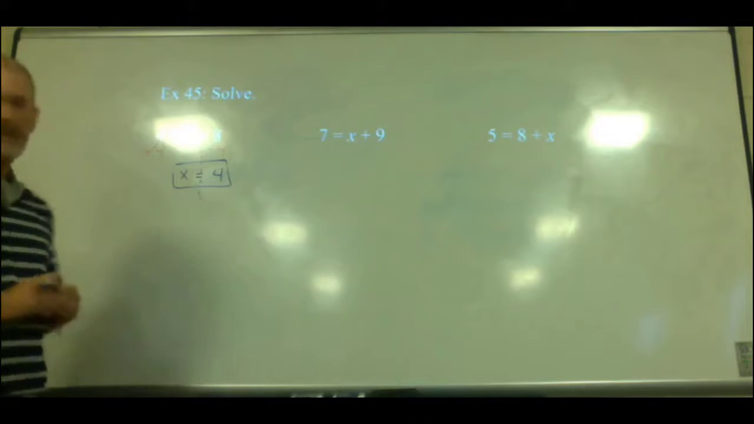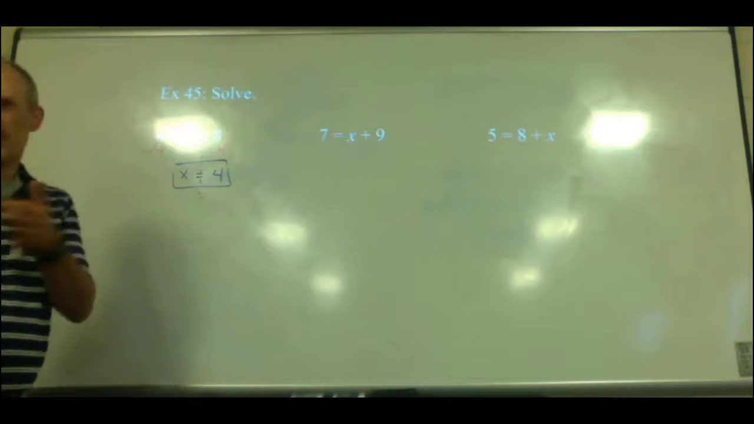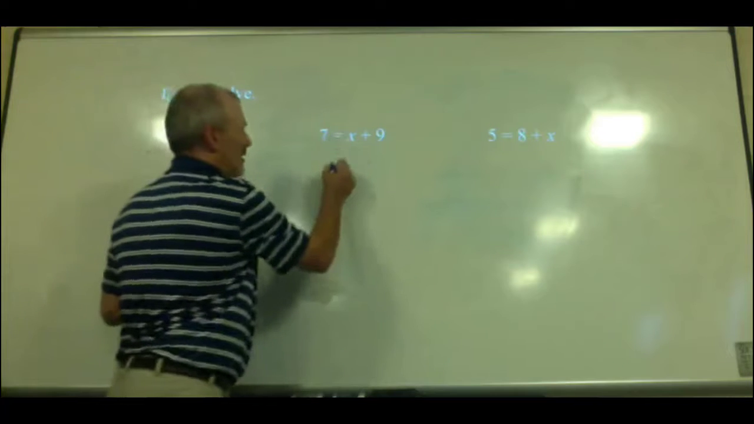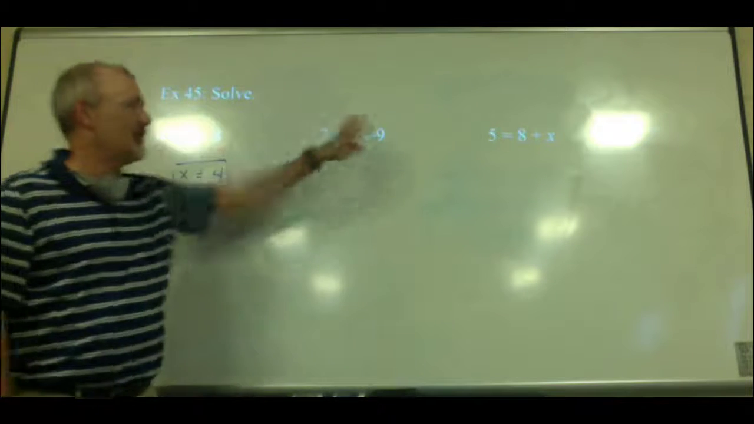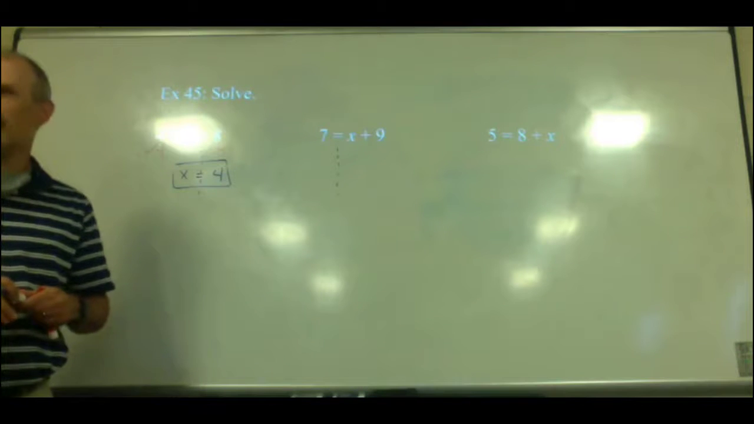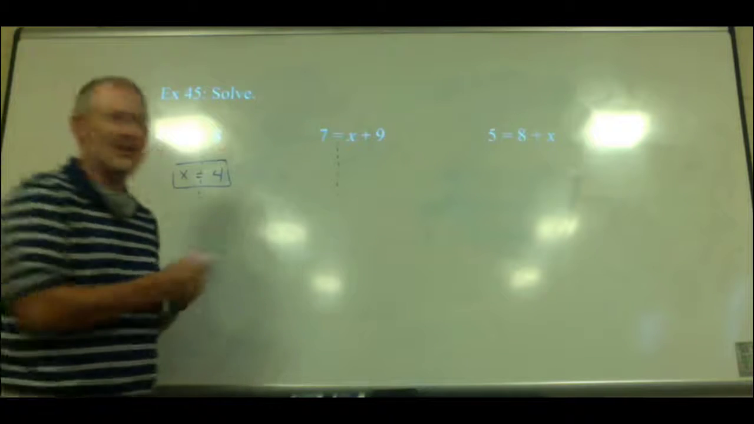Whenever we're looking for that, it'll probably say solve or solve the equation. Okay, let's go to this one. Remember, here's our boundary, left side, right side. What's by the x this time? 9. We want to get rid of the 9. How do we get rid of the 9? Subtract 9. We're subtracting again, right?